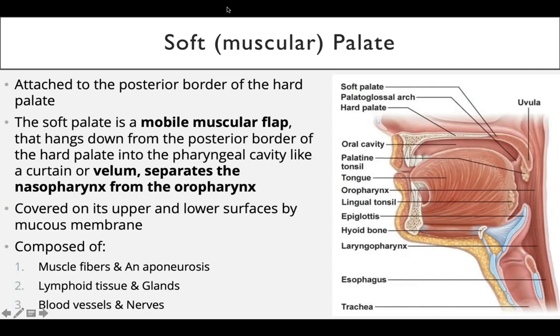Flat tendon, sir. Flat tendon. Actually, a conjoined tendon. We should say a band of tendon from different parts of muscles. So a lot of muscles can have their attachment to the tendon, and they will make a tough fibrous tendon, which will be known as aponeurosis. Okay, lymphoid tissue and glands, blood vessels and nerves. So soft palate, we have muscle fibers, aponeurosis, lymphoid tissue, some glands, blood vessels and nerves.